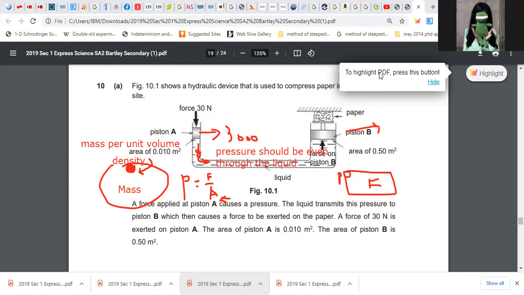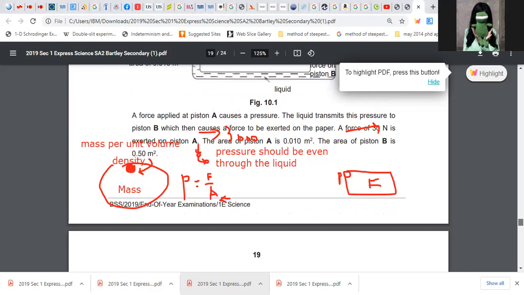Okay, so the answer is 1,500, is it? Yeah. Okay. So is that the correct answer now? Yeah. Okay, then what else did they ask?